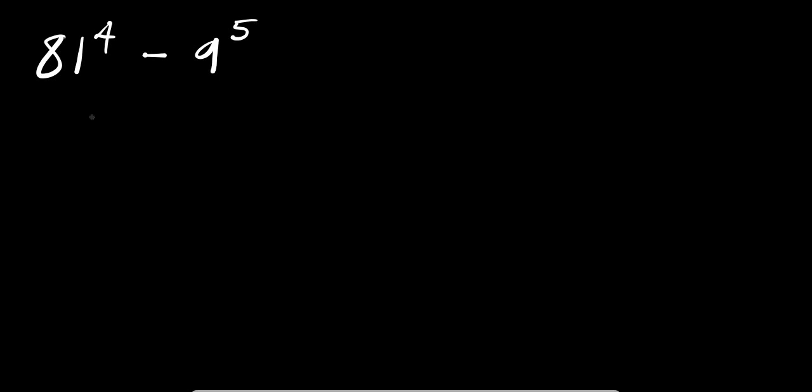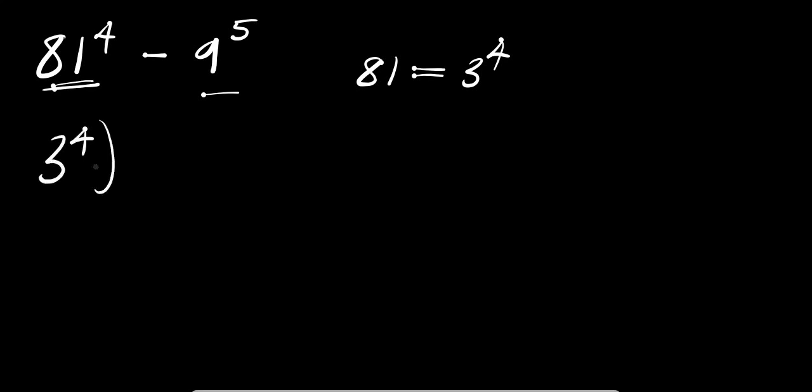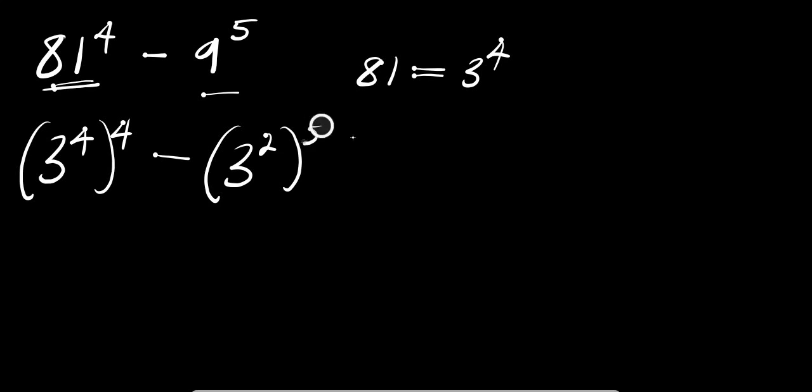Hello, you are welcome. In this video, we are going to evaluate without the use of a calculator 81 power 4 minus 9 power 5. Now, 81 is simply 3 power 4. So, we are going to replace this 81 with 3 power 4. We have 3 power 4 raised to the power 4 minus 9 is simply 3 power 2 and we raise it to the power 5.